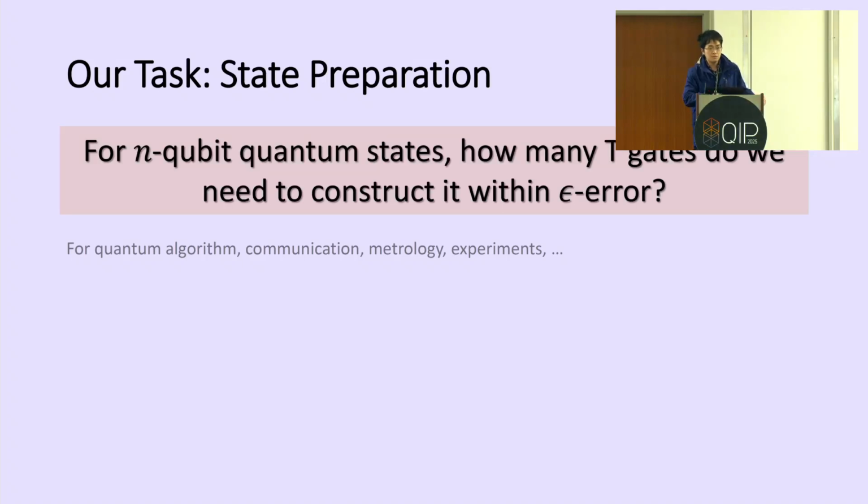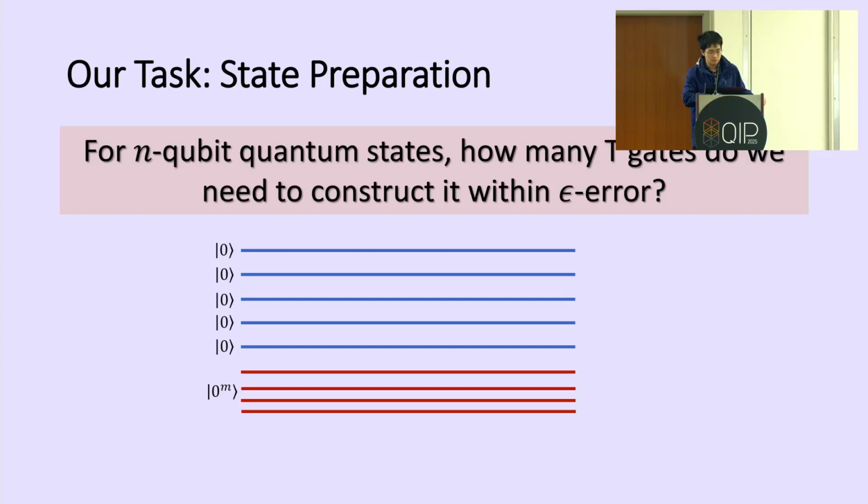And let me be more precise here. So here we have a bunch of circuit wires. The first n are blue wires, and they are initialized at 0. And the rest are additional workspace, ancillary qubits. Those are the red lines. And they are also initialized as all zeros.